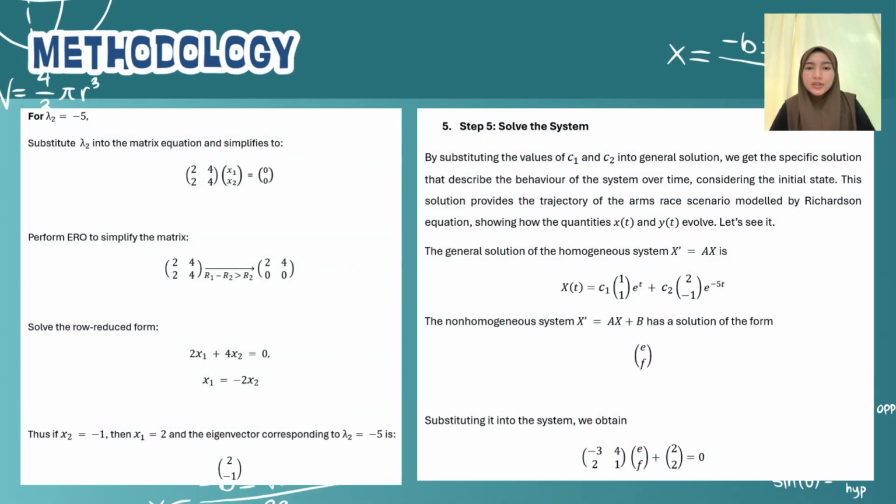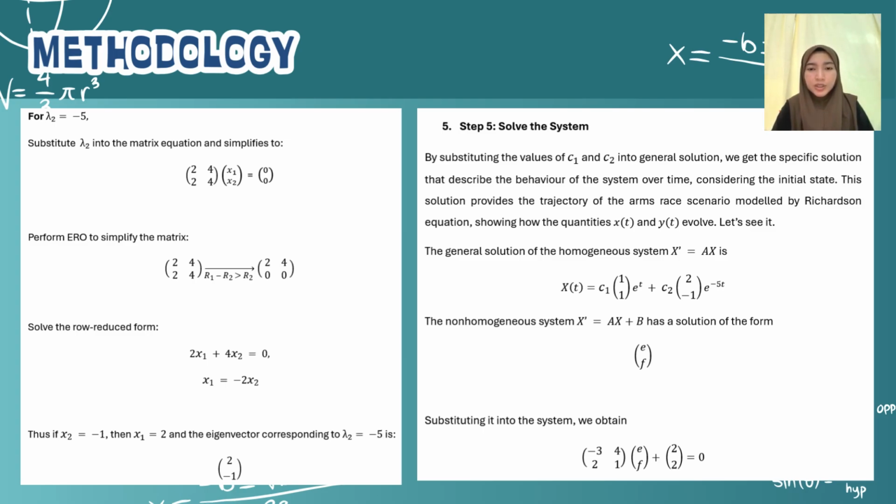In this slide, we will delve into solving a system of differential equations to model an arms race scenario using Richardson equations. Our goal is to find the specific solution by substituting the values of constants C1 and C2 into the general solution. The general solution for the homogeneous system X' = AX is given by X(t) = C1 (1, 1) e^t + C2 (2, -1) e^(-5t).